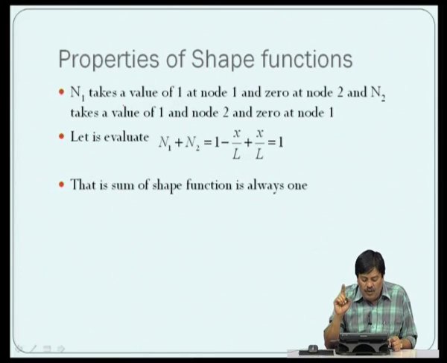value of 1 in node 2 and 0 at node 1. And let us evaluate the sum of n1 plus n2, which is equal to 1. So, the sum of shape functions is always equal to 1. So, these are some of the properties of the shape function. It takes a value of unity at the node where you are evaluating it, the coordinate, and all other places it is 0.